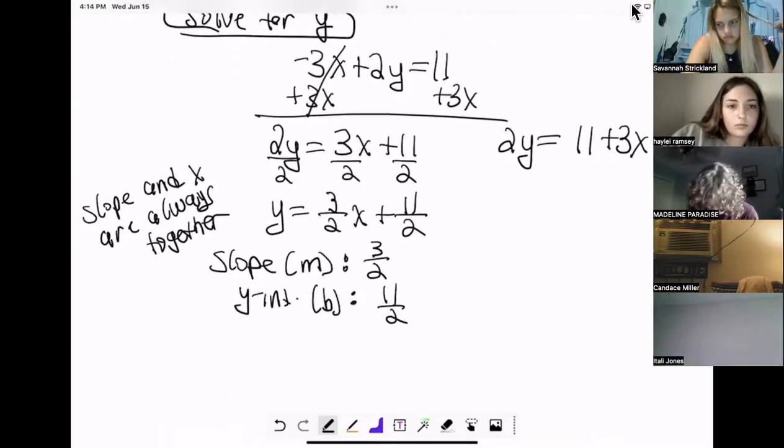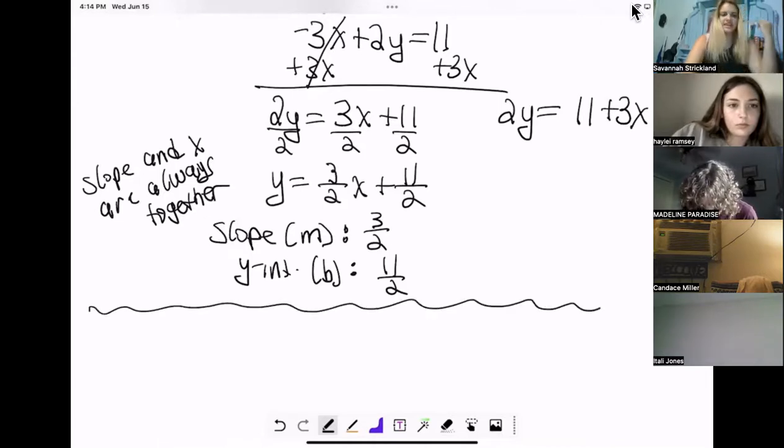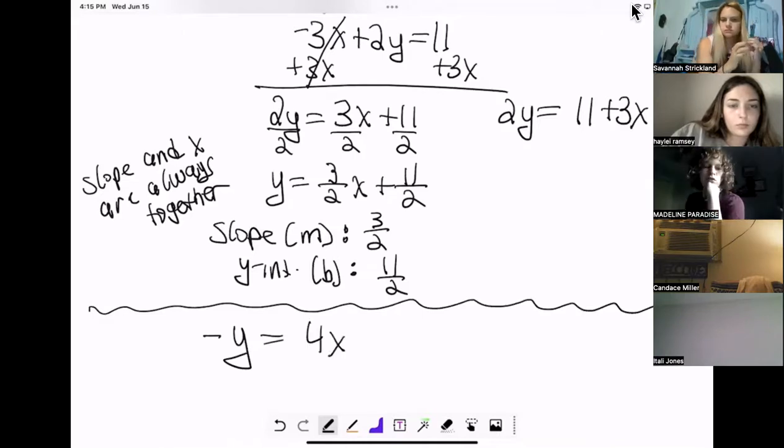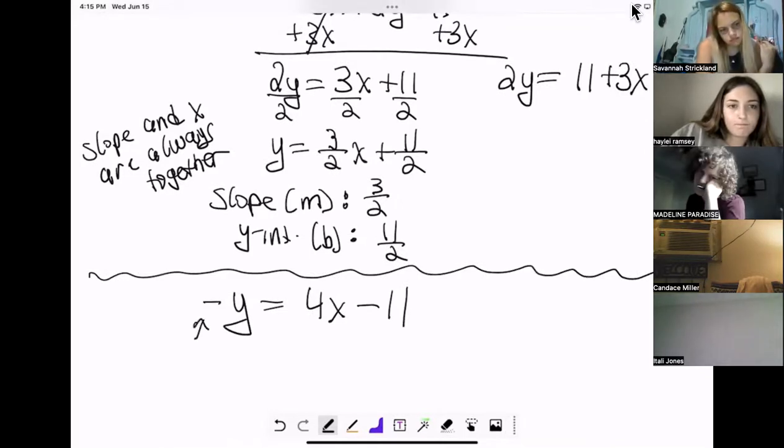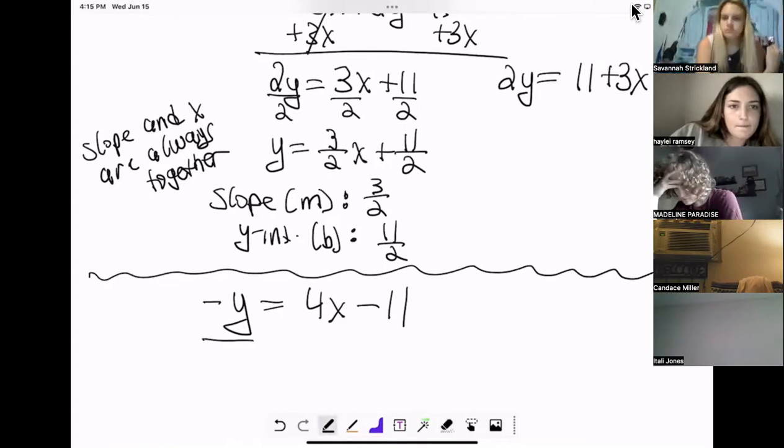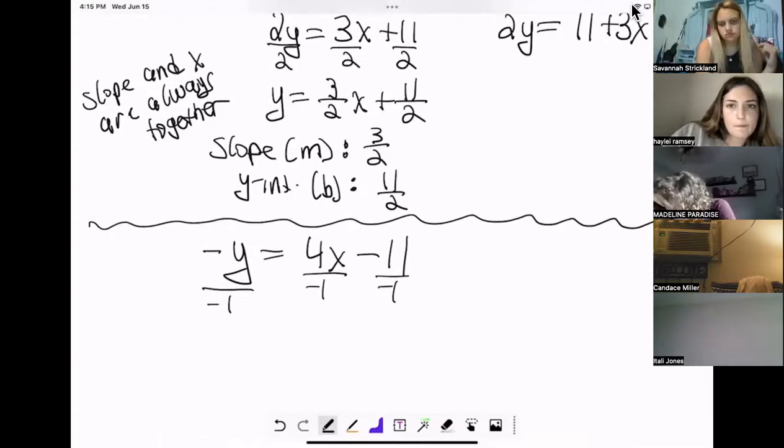One I want you to be careful of is if you get an equation like this, negative y equals 4x minus 11. It looks like it's slope-intercept form, but is it? No, that's because this negative can't be there. It has to be y by itself. So how do you remove the negative? You're going to divide every single thing by -1. That's really what I have in front of that y. And then you can put it in y equals mx plus b form.